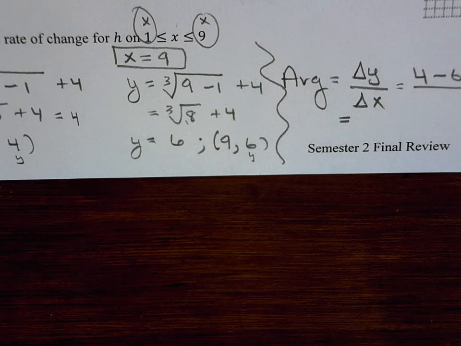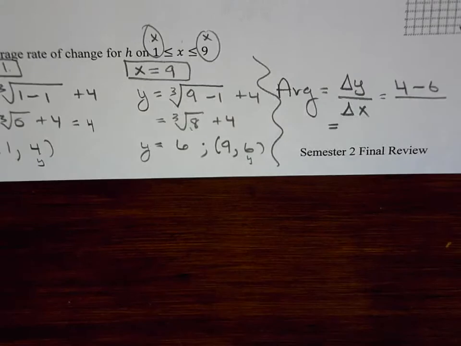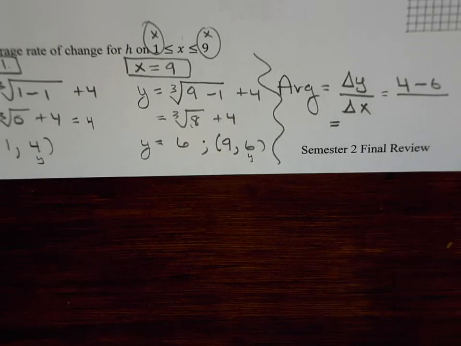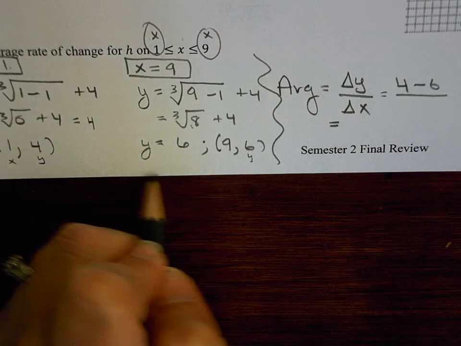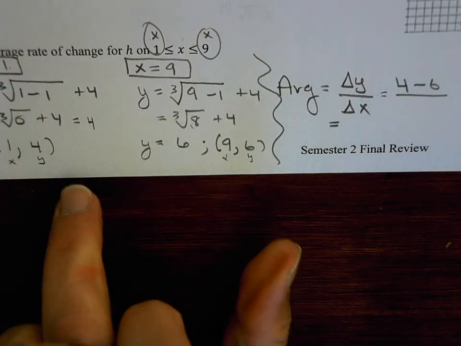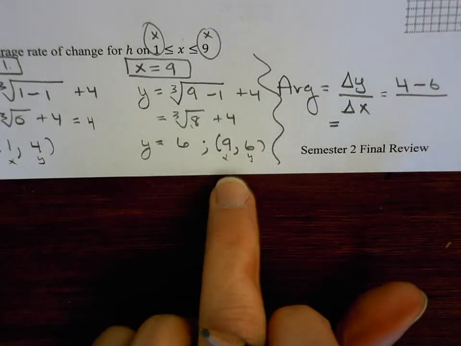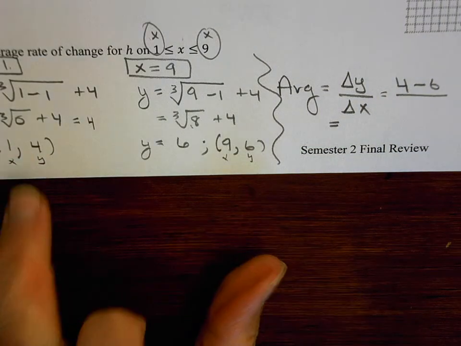And then now I want to subtract my x values. So my x values, I want to go in the same order that I went, right? I can't be going 4 minus 6 and then go 9 minus 1, right? I got to go the same order. So now I'm going to do 1 minus 9.